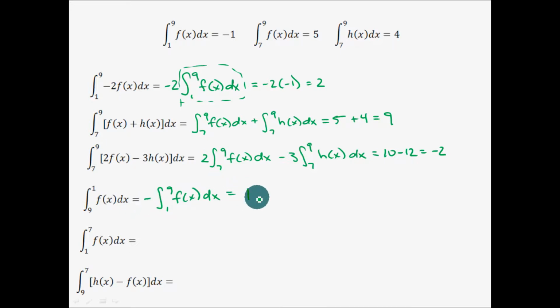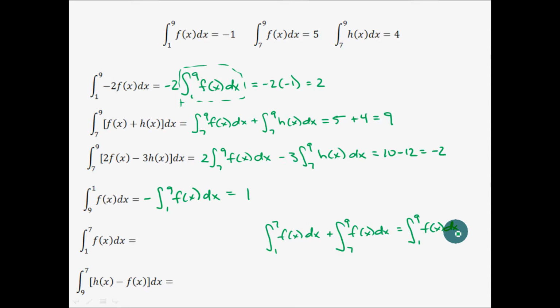Looking good. This one's a little bit trickier because it goes from 1 to 7, and we don't have anything from 1 to 7. But we do have 1 to 9, and we do have 7 to 9. So what we have to do is use this little bit of information: the integral from 1 to 7 of f(x) dx, plus the integral from 7 to 9 of f(x) dx, equals the integral from 1 to 9 of f(x) dx.